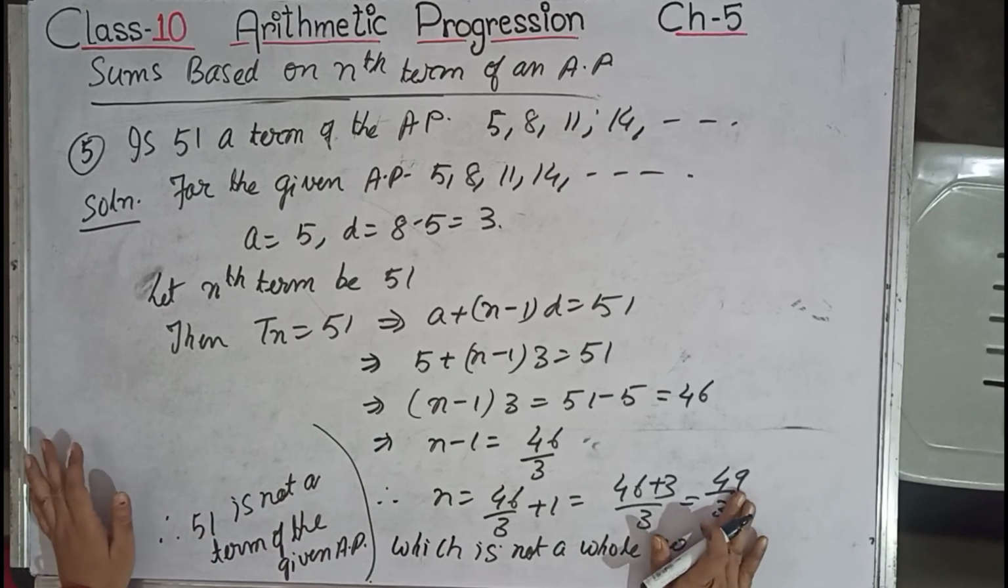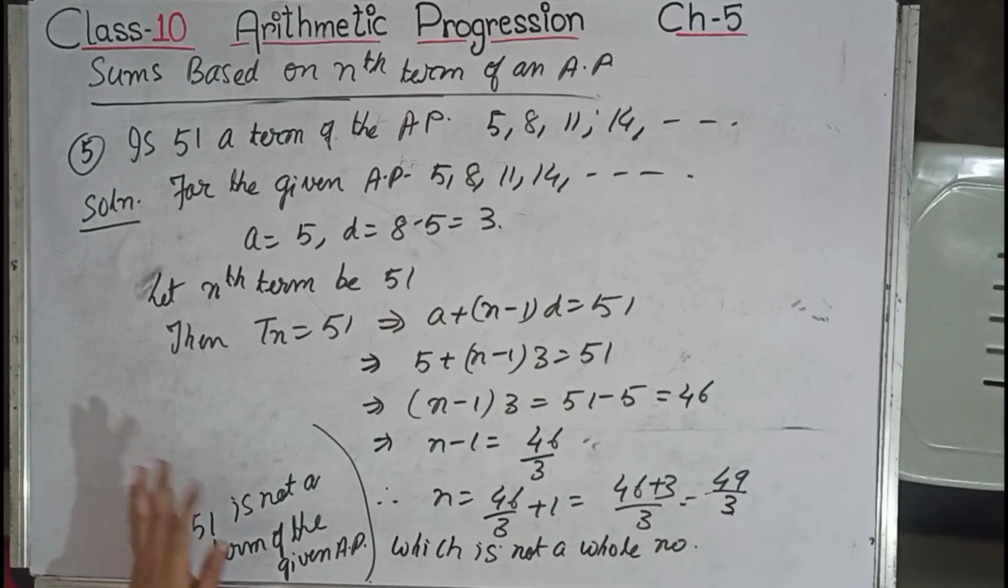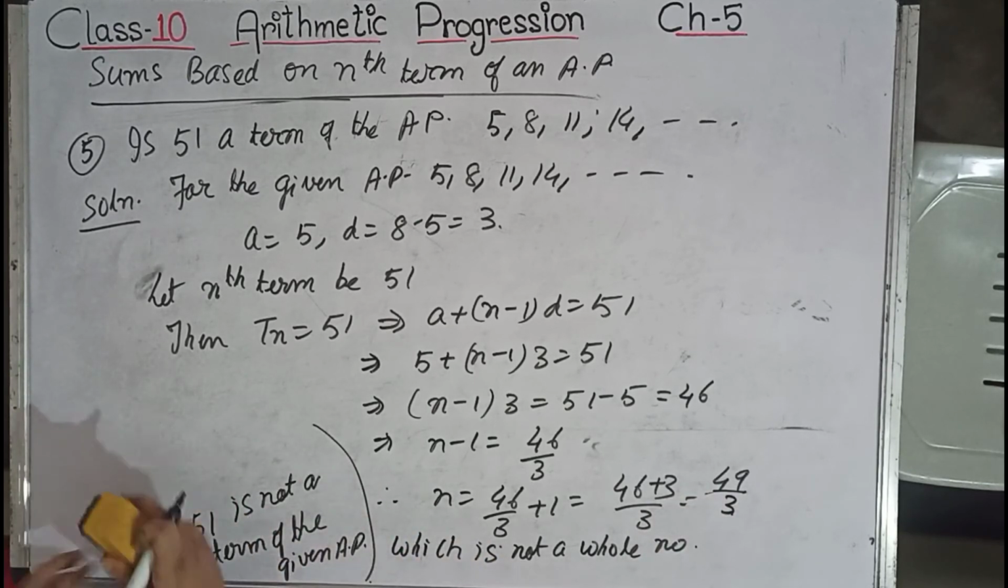Now suppose over here it had come as 49. Obviously it is a whole number, and hence 51 would be the 49th term of the given AP. So I think you understand this type of sums as well.